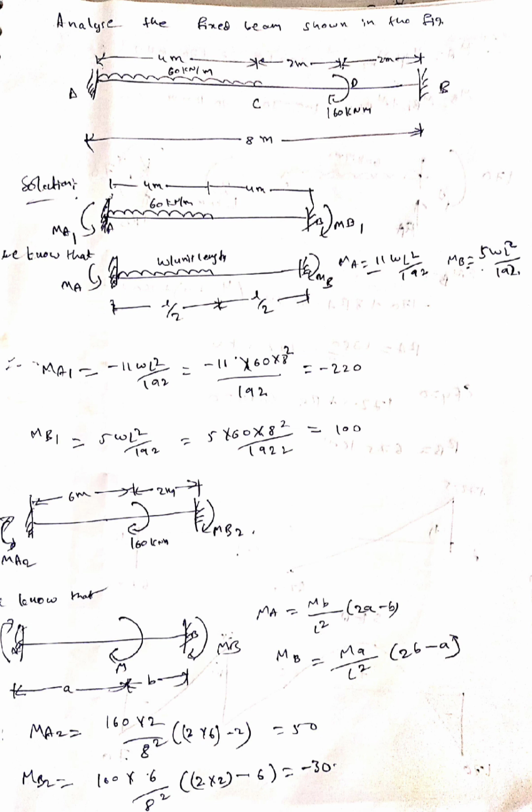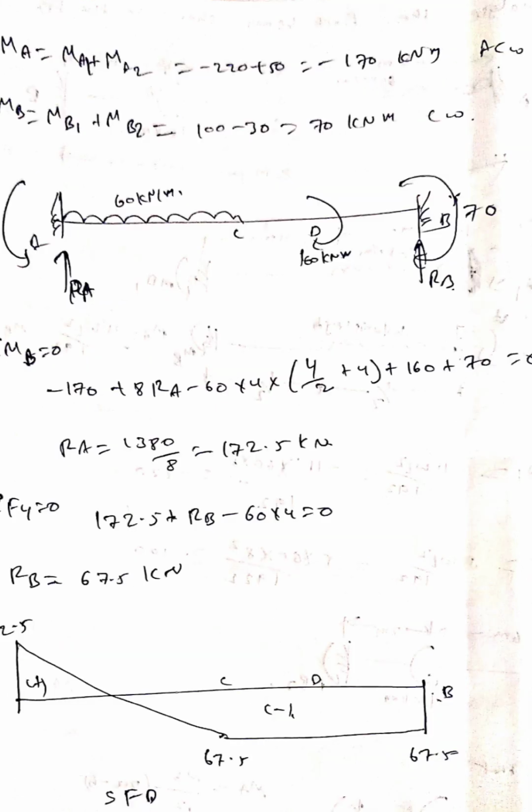If you see in the previous case, MA1 equal to minus 220 because it is anti-clockwise. MB1 is clockwise, therefore 100. So MA2 we got 50, MB2 we got minus 30. But we need the total final fixed end moments. MA equal to MA1 plus MA2, that is minus 220 plus 50 equal to minus 170 kilonewton meter. This is minus, therefore anti-clockwise. MB equal to MB1 plus MB2 equal to 100 minus 30 equal to 70 kilonewton meter. This is plus, therefore clockwise.